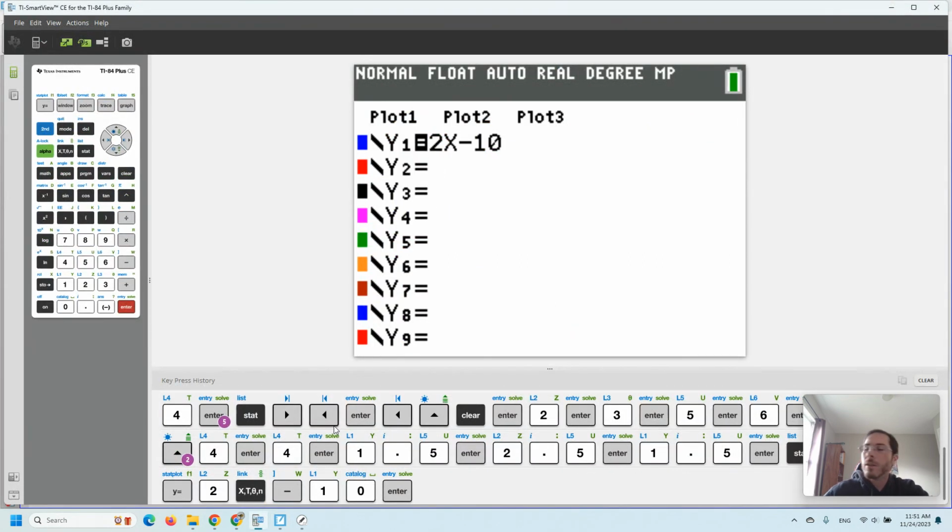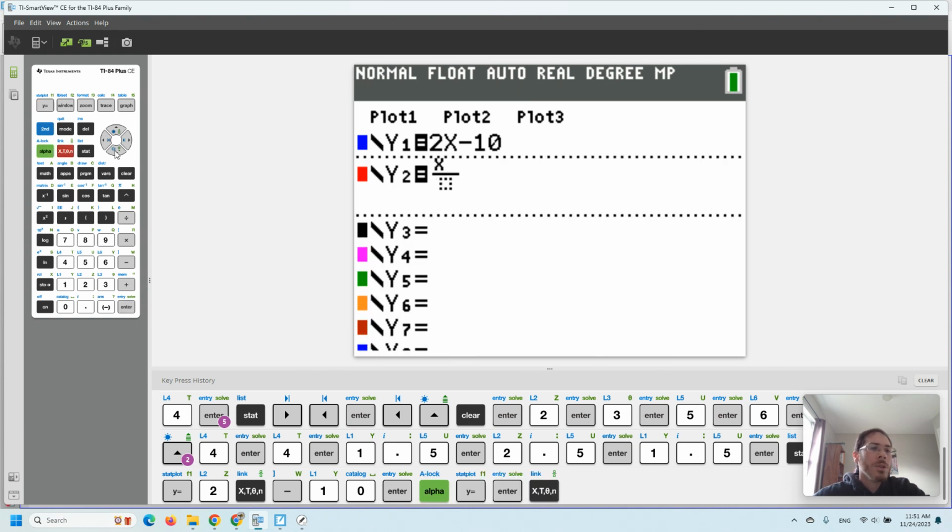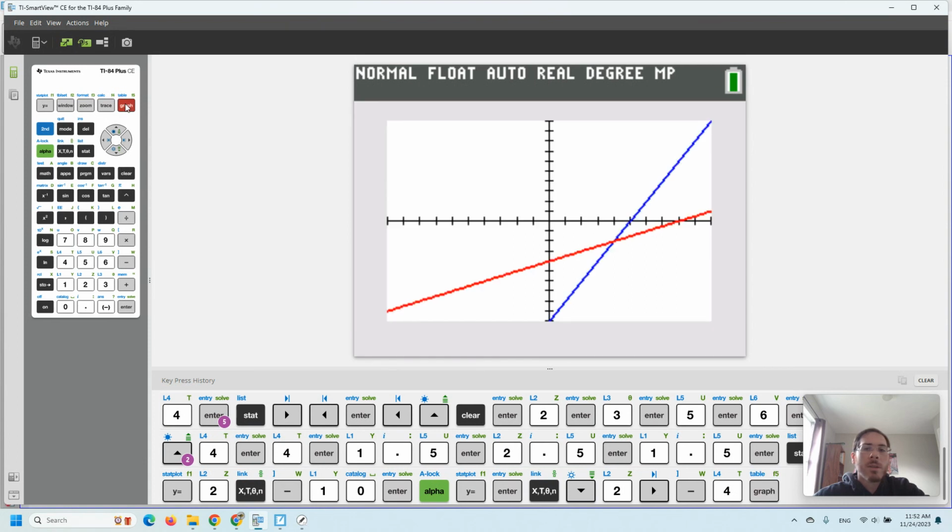So I can throw that in. I'm just actually going to go ahead and go x over 2 just because that is how it looked. And then minus 4. Then I can graph it. And I can see, okay, they connect right there. I can count 1, 2, 3, 4, 1, 2, and say, yeah, okay, 4, 2.